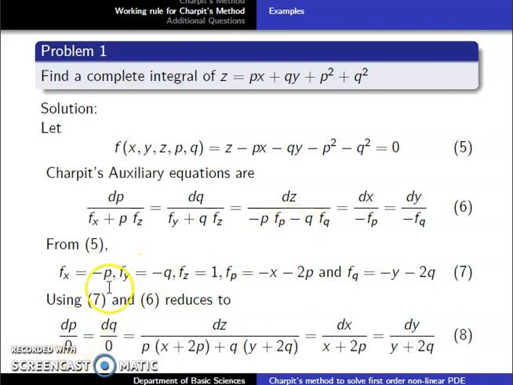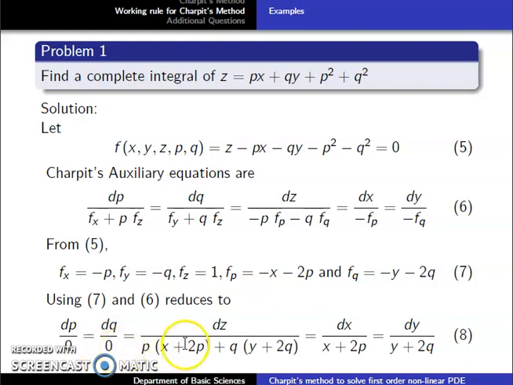Now we have to substitute these values in equation 6. That means we have to substitute all the partial derivatives in the Charpit's auxiliary equation, so that we get dp divided by fx. Fx is minus p plus p into fz. Fz is 1. So p into fz is p, minus p plus p becomes 0, equal to dq divided by fy. Fy is minus q plus q into fz, q into 1. So minus q plus q is 0.